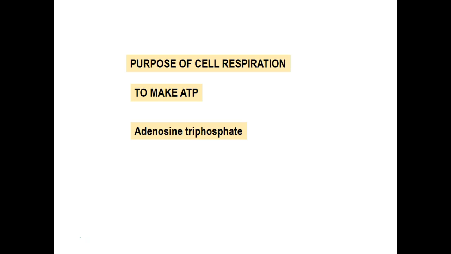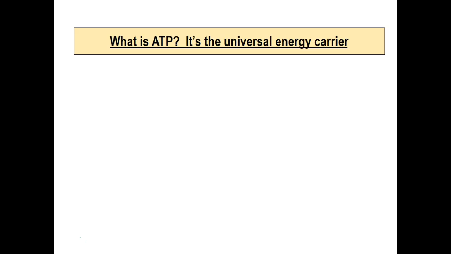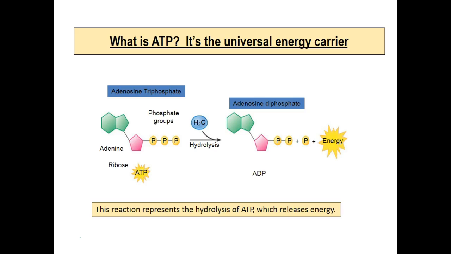Cellular respiration is basically the respiration that goes on inside cells. And it's all about how cells break down molecules, get the energy out of those molecules, and use it to synthesize ATP. So what is ATP? Well, ATP is the universal energy carrier. And in this chemical reaction, we're looking at the hydrolysis of ATP, which releases energy.